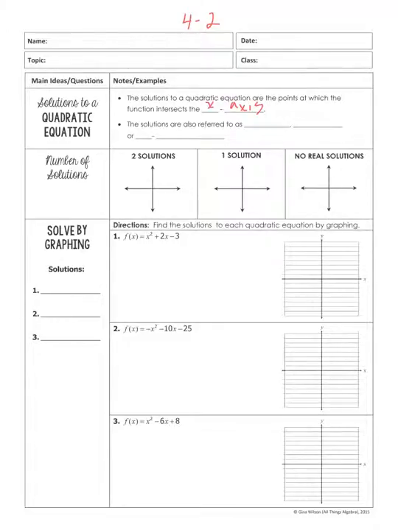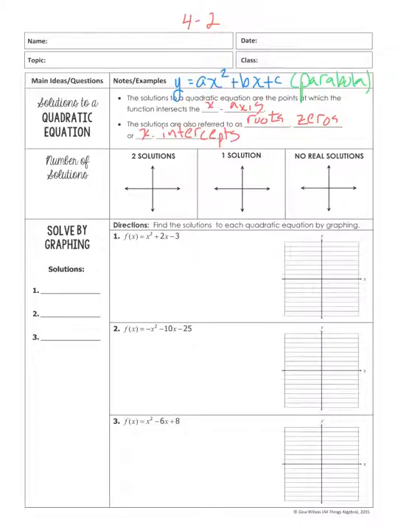The solutions are also referred to as roots, zeros, or x-intercepts. So essentially the solution to a parabola, and so this quadratic, the general form for a quadratic, the general equation, if you recall, is y equals ax squared plus bx plus c, and this graphs as what's called a parabola.